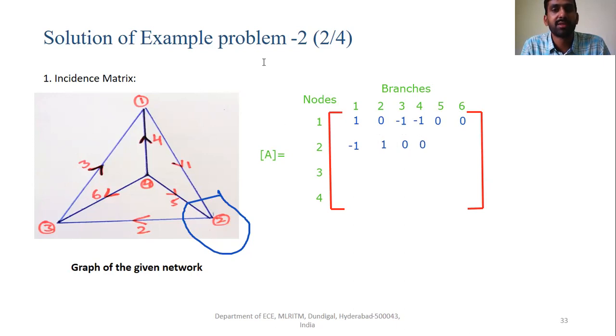And what about branch number 5? Here you can see branch number 5 is incident to node number 2. If it is incident, and the direction of the current with respect to branch number 5 is moving towards node number 2, the element is going to be plus 1. Sorry, the element is going to be minus 1. As it is moving towards node number 2, the element is going to be minus 1 here.